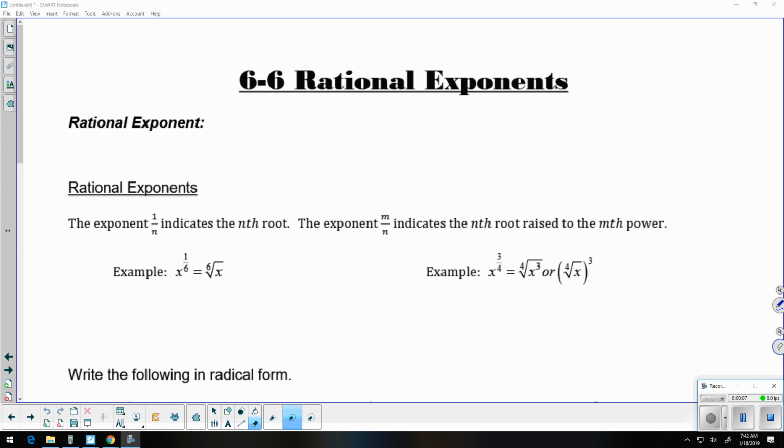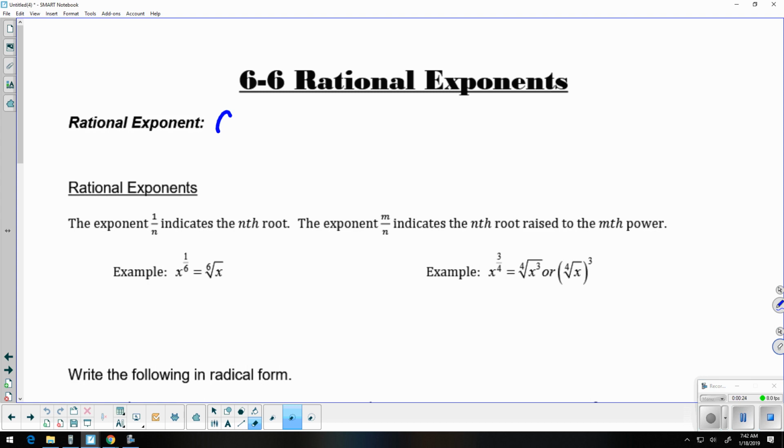Still in Chapter 6, so moving on to Section 6, it's titled Rational Exponents. So what a rational exponent is, think about what a rational number is. A rational number is basically a fancy word for a fraction. So a rational exponent is an exponent that you're going to write as a fraction.